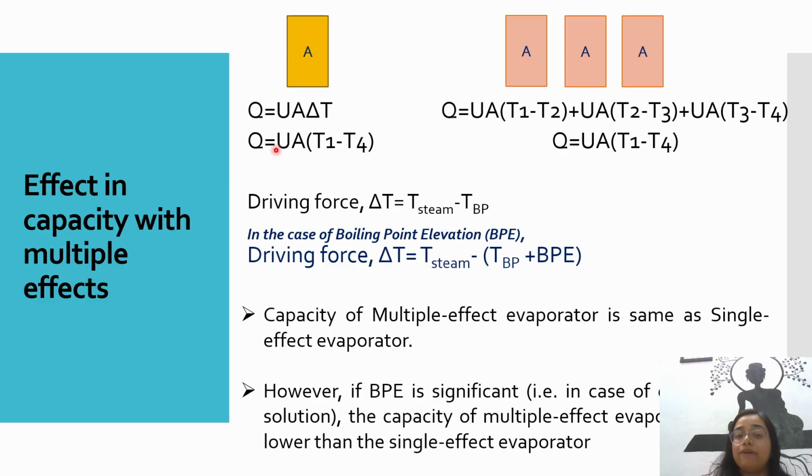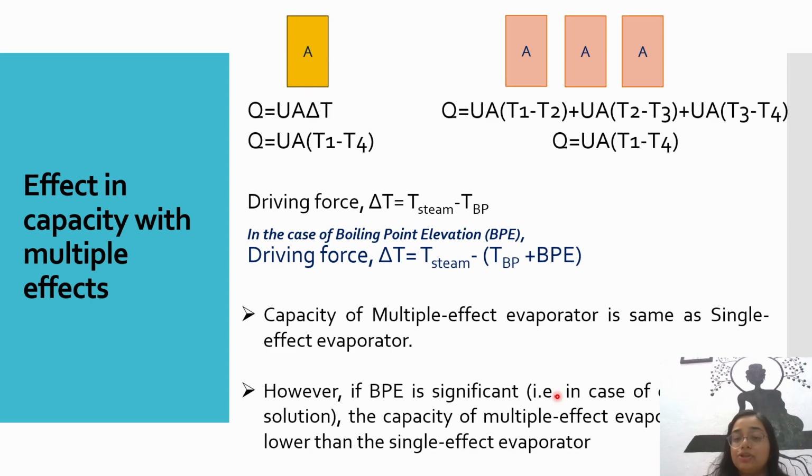As we know, if our driving force is reduced, it will impact the overall heat transfer, so ultimately the heat transfer will also decrease. In case of significant boiling point elevation, that means a concentrated liquor system, because of boiling point elevation the ultimate temperature difference will be much lower than the single effect evaporator. As a result, the capacity of the multiple effect evaporator will be less than the single effect evaporator in case of concentrated solution.